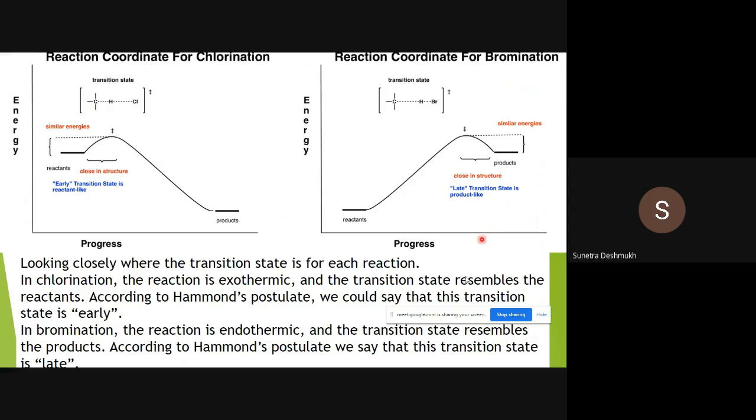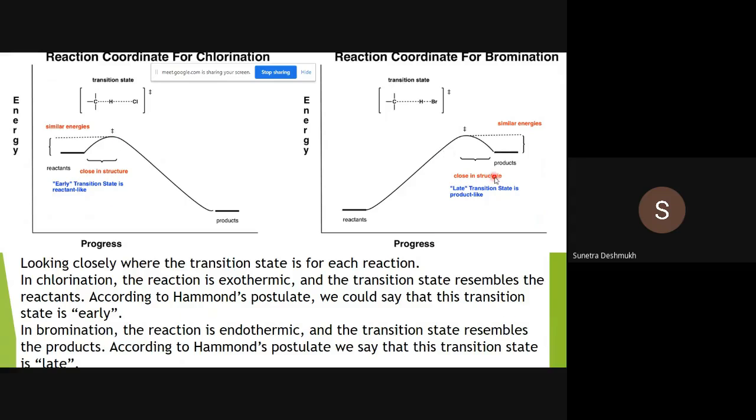Now let's look closely at the transition state for each reaction. In chlorination the reaction is exothermic, as we have seen in our previous slide, and the transition state resembles the reactants. That means the energy level of the transition state resembles the energy level of the reactant. According to Hammond's postulate we can say that this is an early transition state. In chlorination, the transition state lies just next to the reactant. That means the transition state forms in the early stage of the reaction, so we can say that it is the early transition state.